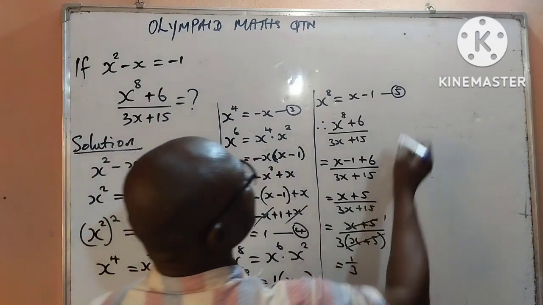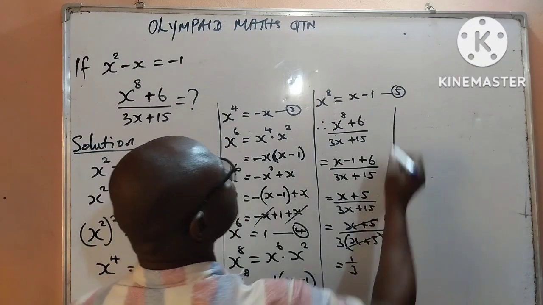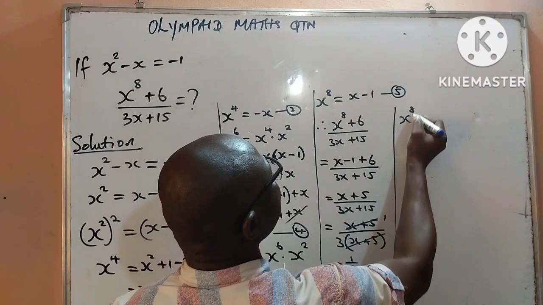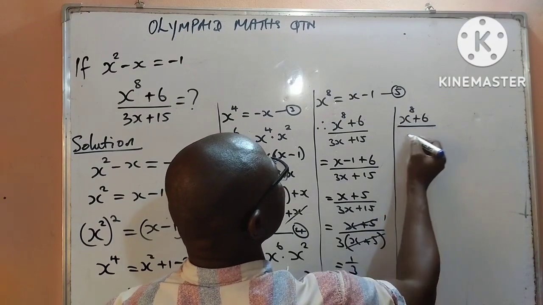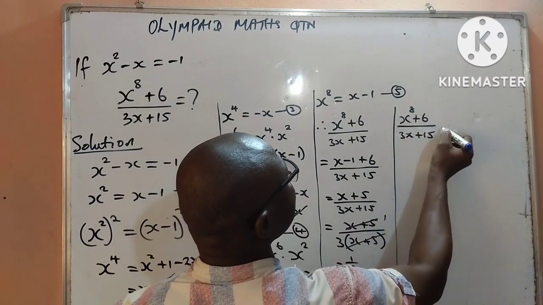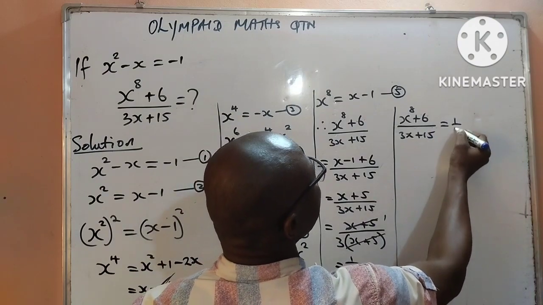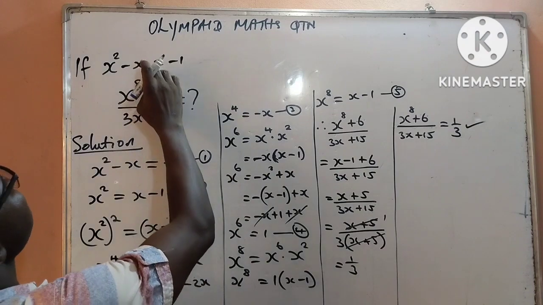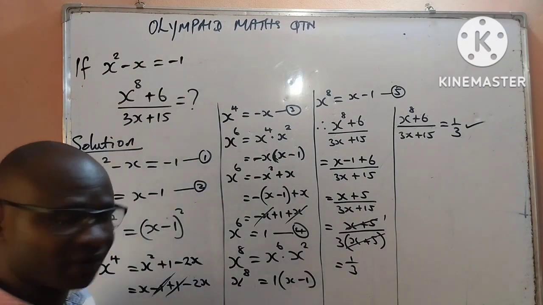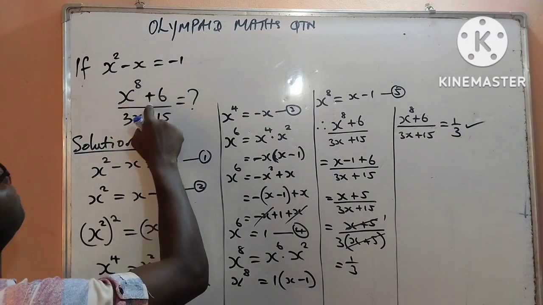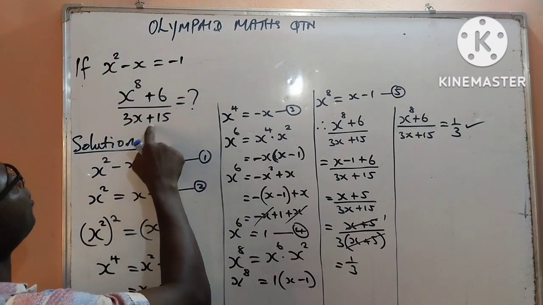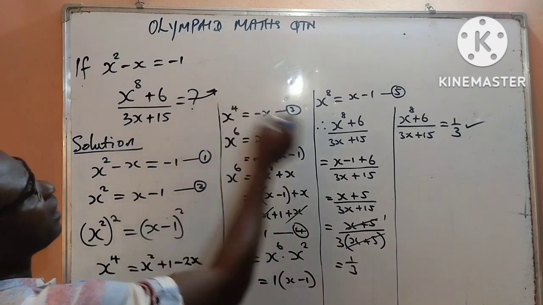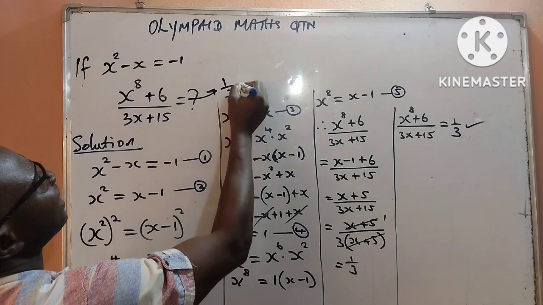In conclusion, we can now simply say that x to the power 8 plus 6 all over 3x plus 15 is equal to 1 all over 3. Final answer. So, the answer to the question that we are given, which is x to the power 8 plus 6 all over 3x plus 15, is actually equal to 1 over 3.